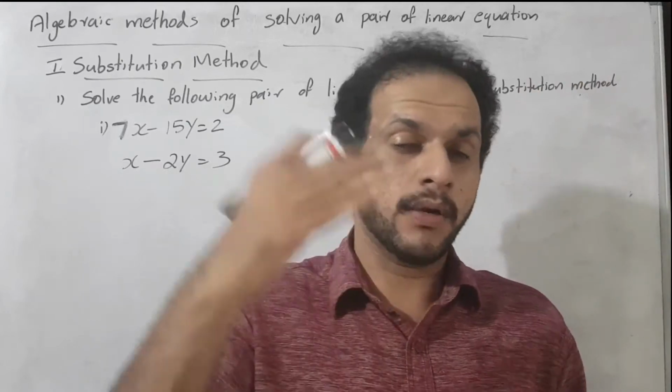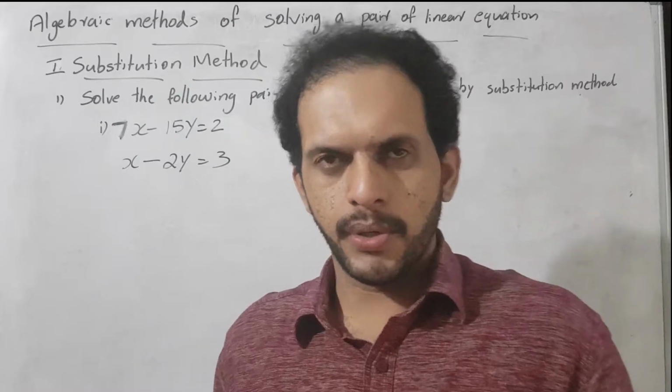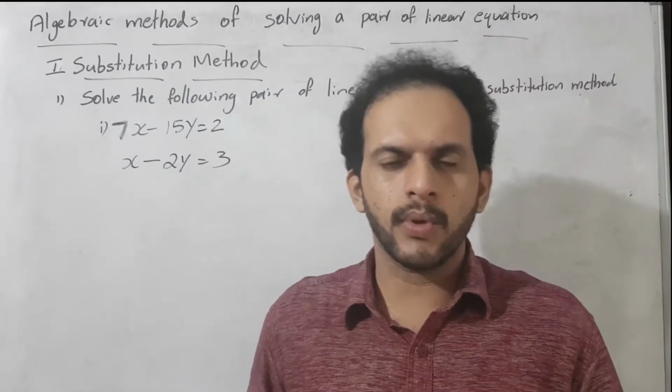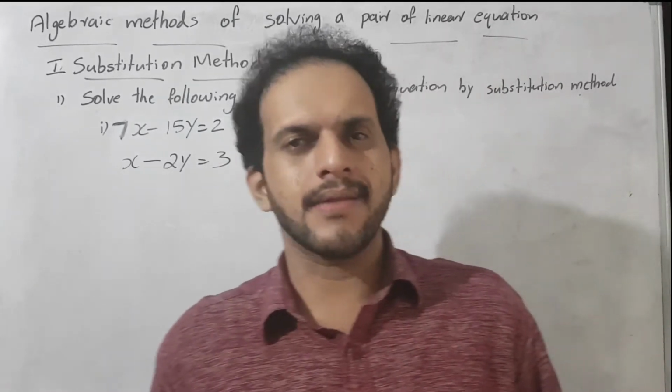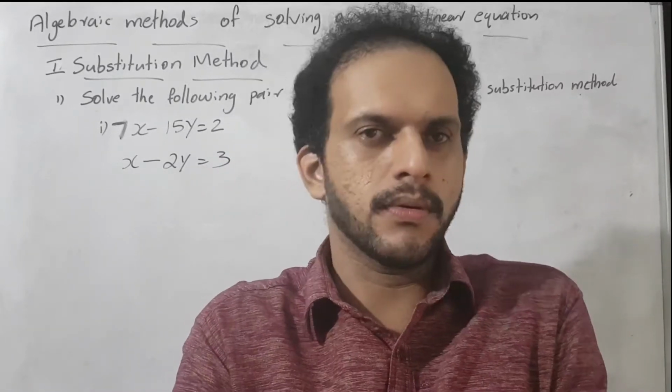Next we go to the next part of the chapter. That one is the algebraic method of solving a pair of linear equations. We have two methods for this chapter. The first one is the substitution method and the second one is the elimination method. First we are discussing the substitution method.